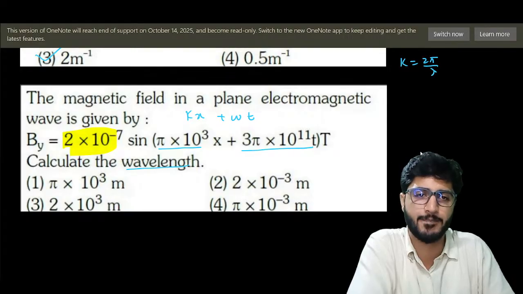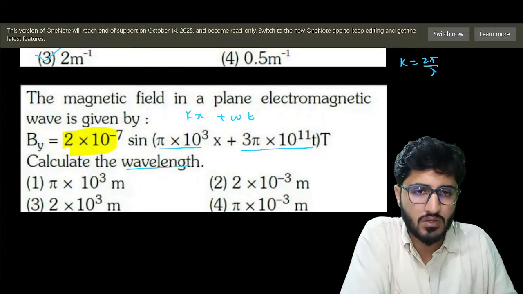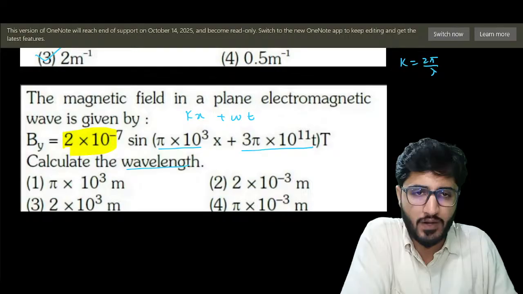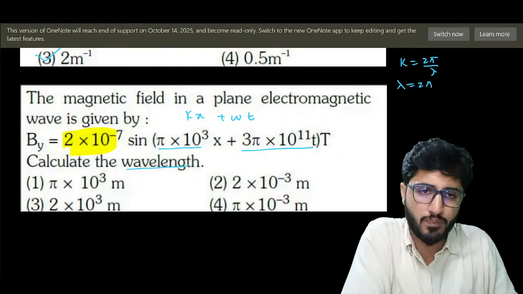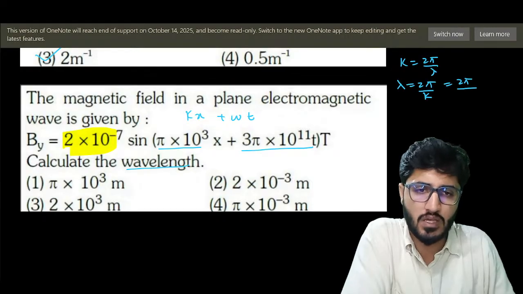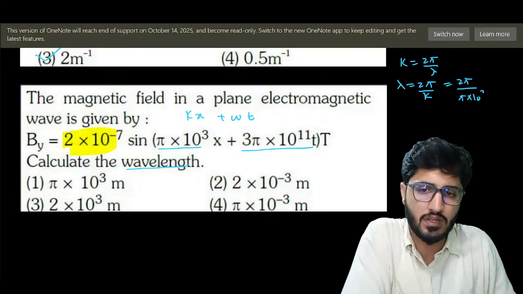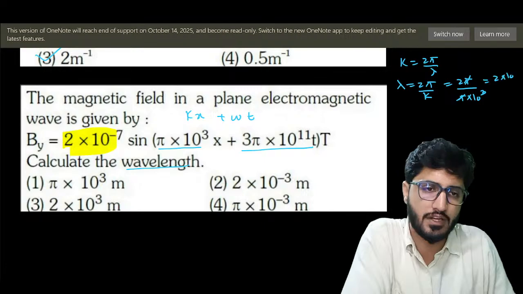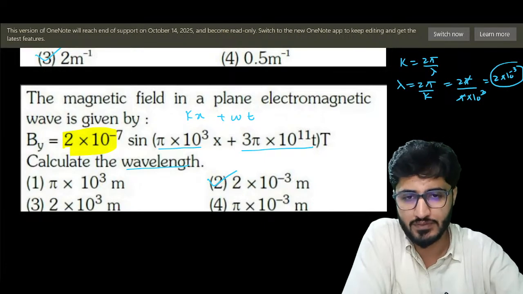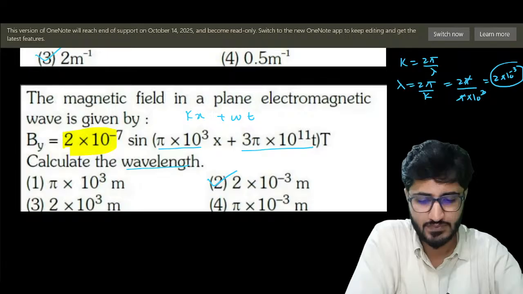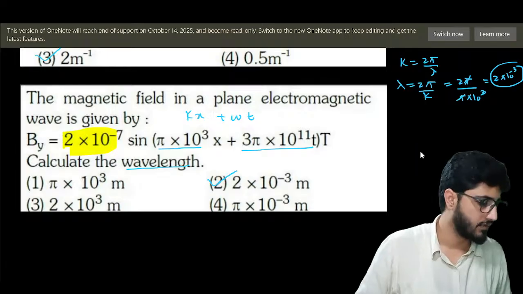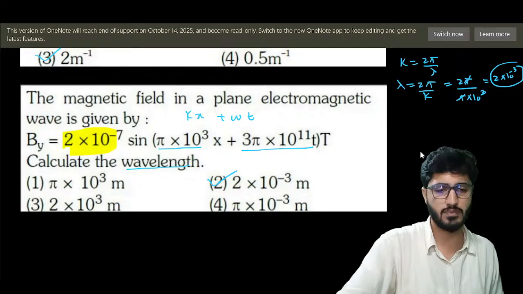So what is k now? We have to find out lambda. Lambda is equal to 2 pi by k. 2 pi. What is k now? K is pi times 10 to power 3. Cancel out. So I guess my answer is 2 times 10 to power minus 3. Simple numericals. Very easy numericals. These numericals don't take much time to get done, right?